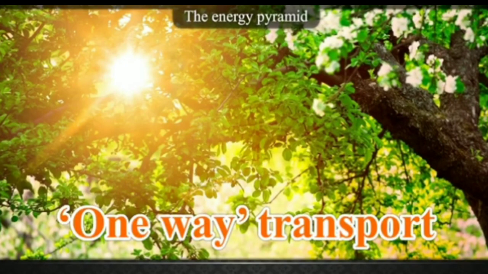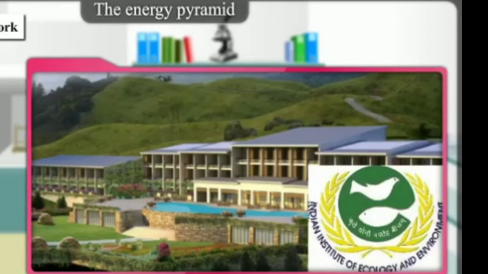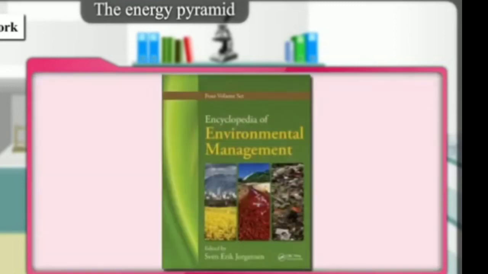Let's see the institutes which are at work. The Indian Institute of Ecology and Environment, which is at Delhi, was established in 1980 and is involved mainly in research, training and arranging workshops and seminars. This institute has published the International Encyclopedia of Ecology and Environment.